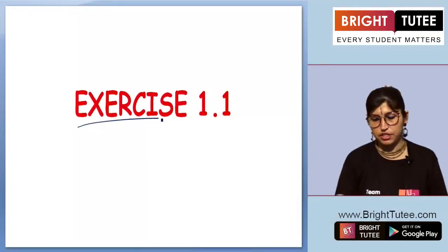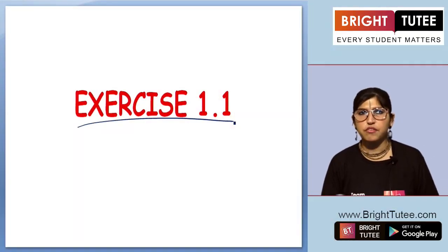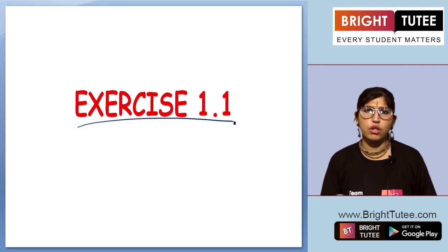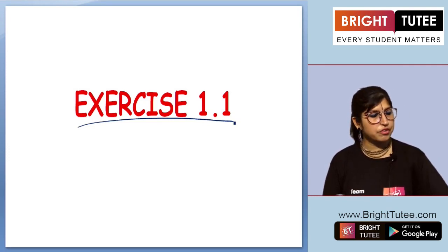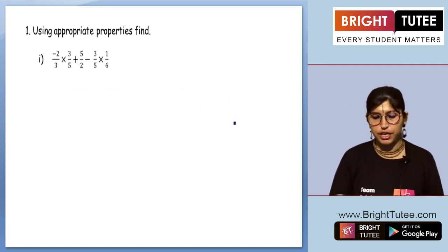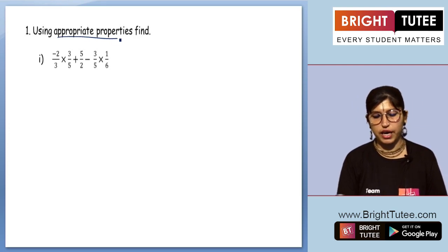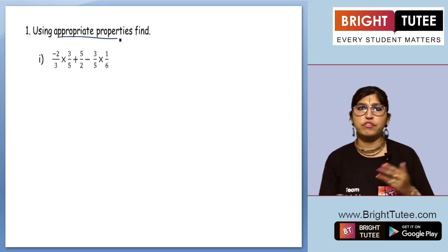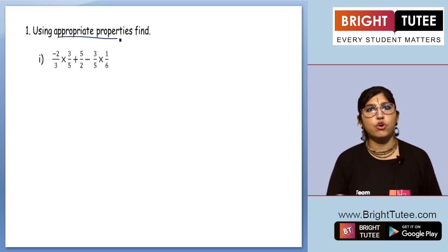Hello friends, in earlier videos we learnt all the properties related to integers, whole numbers, and rational numbers. Now we'll go ahead with the very first exercise, which is exercise 1.1. We did a few examples on the basis of all the subtopics we learnt in the earlier videos. Starting off with the first question, using appropriate properties, we need to find this. We've discussed in an earlier video how to go about it.